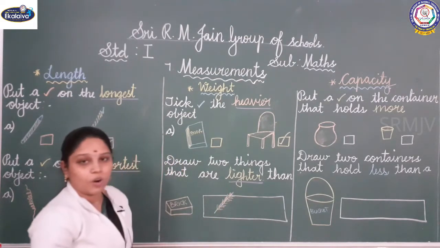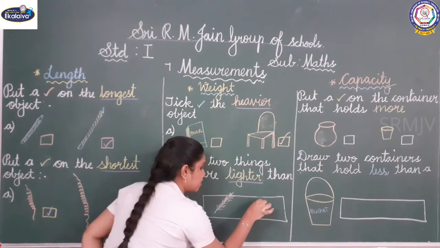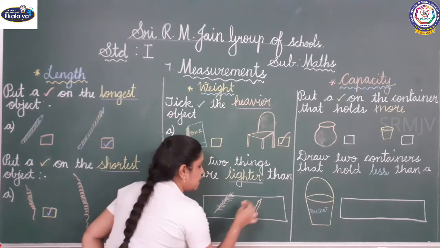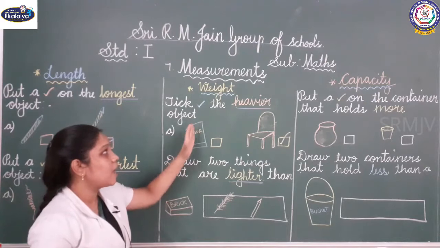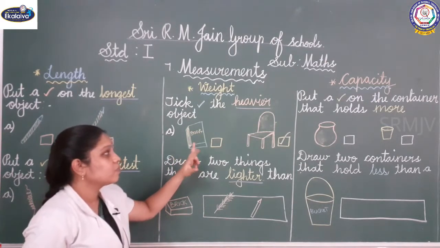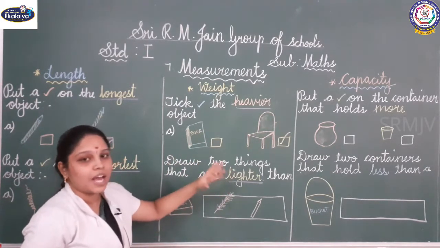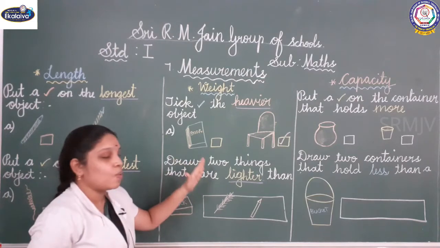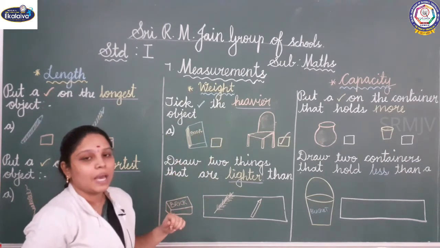And what can we draw here? We can draw the pencil. It's also lighter than the brick. These are the two things which are lighter than the brick. See, this is about the weight. In this topic, we have seen the heavier and the lighter objects. We have compared two things and found out which is the heavier one and which is the lighter one. Next, we are going to see the capacity.